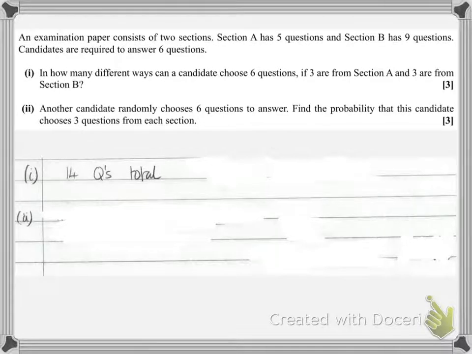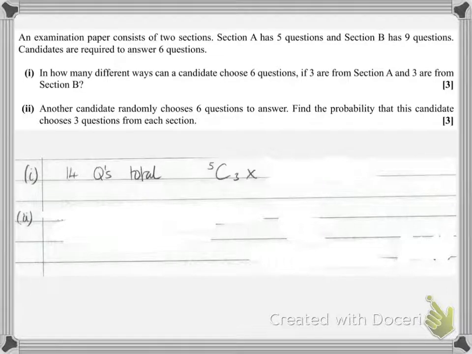So to start on the first part of the question, we might want to write down some information like the fact that we've got 14 questions in total. That's the 5 from A plus the 9 from B. And we're interested in looking at 3 from each section. This is an nCr question. It's not nPr because the order in which the questions are answered doesn't matter, but the number of ways we can choose, which we often think of nCr as n-choose-r, which is what we're interested in.